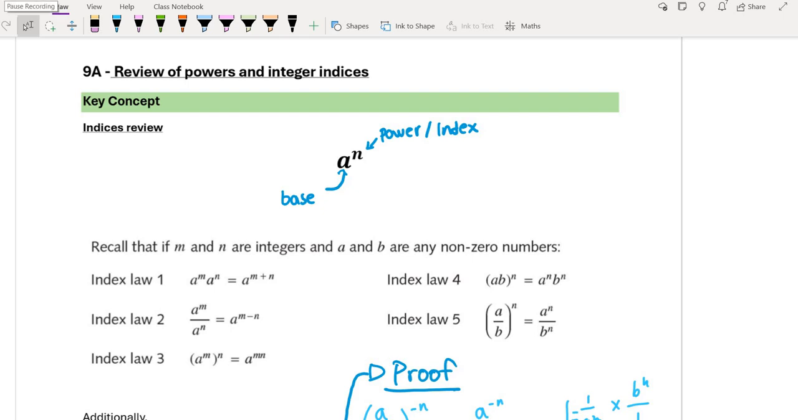In this video, we're doing a quick review of indices. So, some vocabulary for indices. The number that's on the bottom, we call it the base, and the power that it's taken to, we call it the power or index.